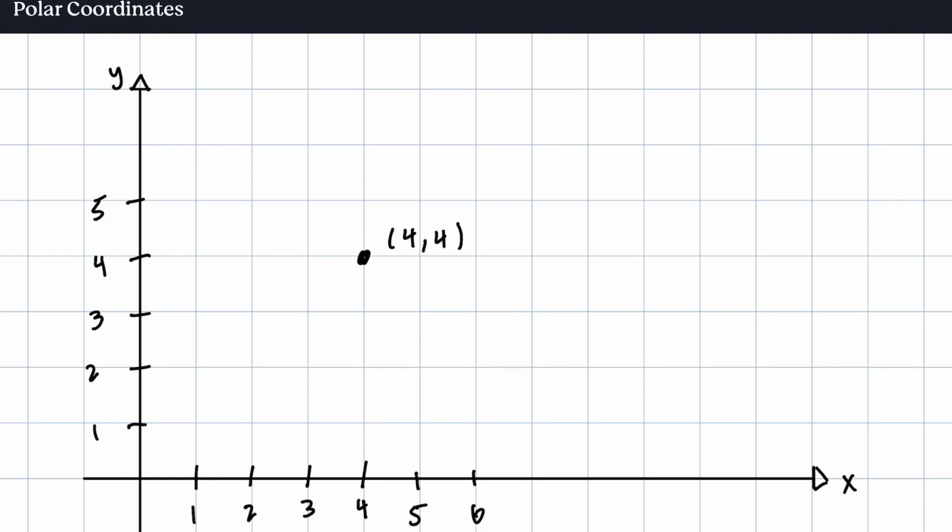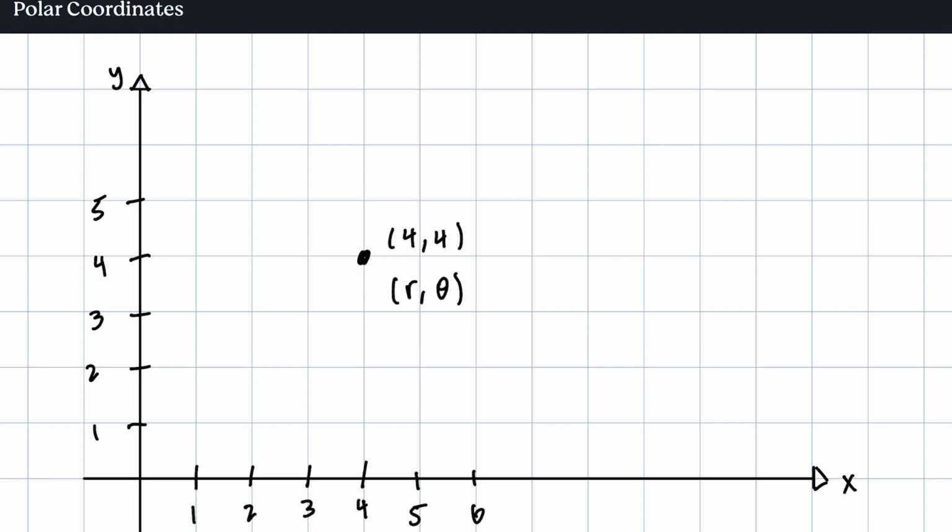Now, when it comes to polar coordinates, we're talking about the same point in the same position, but our method of describing it changes quite a bit. Instead of relying on the x, y system, we're going to rely on two different parameters to describe the position of this point in space. And the two parameters that go into describing a polar coordinate are r and theta.